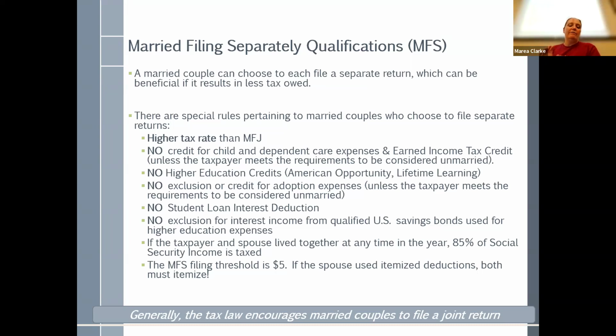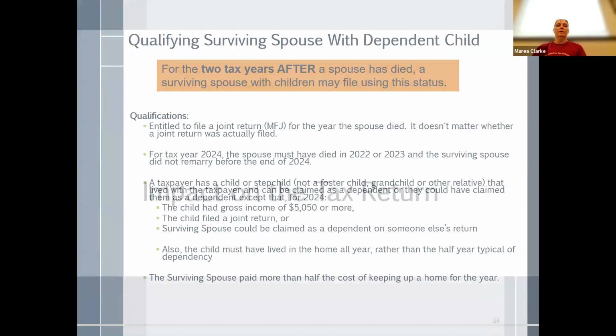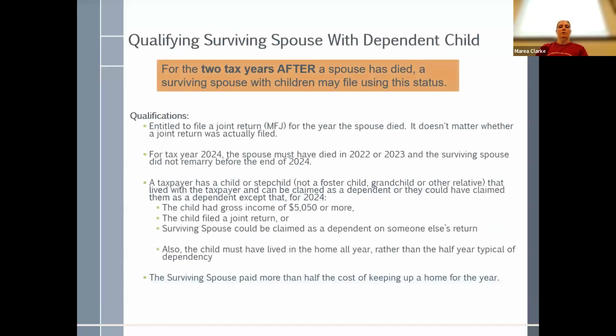The other thing to know is that if they're filing separately, that filing threshold is $5. And if one spouse itemizes, both spouses are required to itemize. You can't have one take the standard and one take the itemized deductions. They have to both take the itemized deductions. All right.